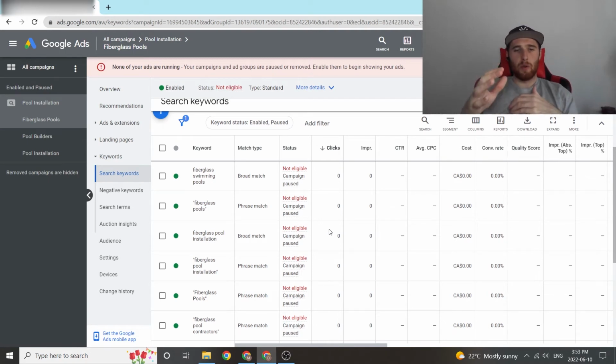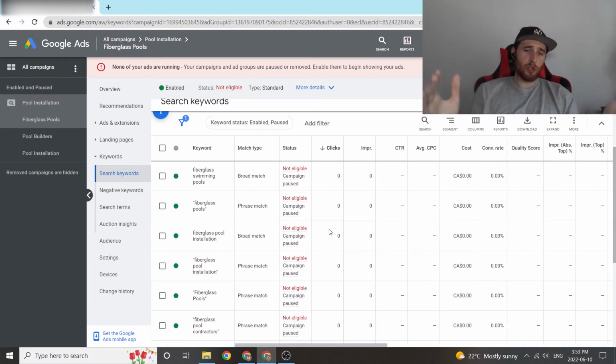You should really be using exact match and phrase match for most campaigns and service-based businesses. I wouldn't go with broad match. If you're in e-commerce, you can go with broad match and phrase match because you're going to be optimizing with Google's AI. But for almost every single business out there, single keyword ad groups are no longer effective.